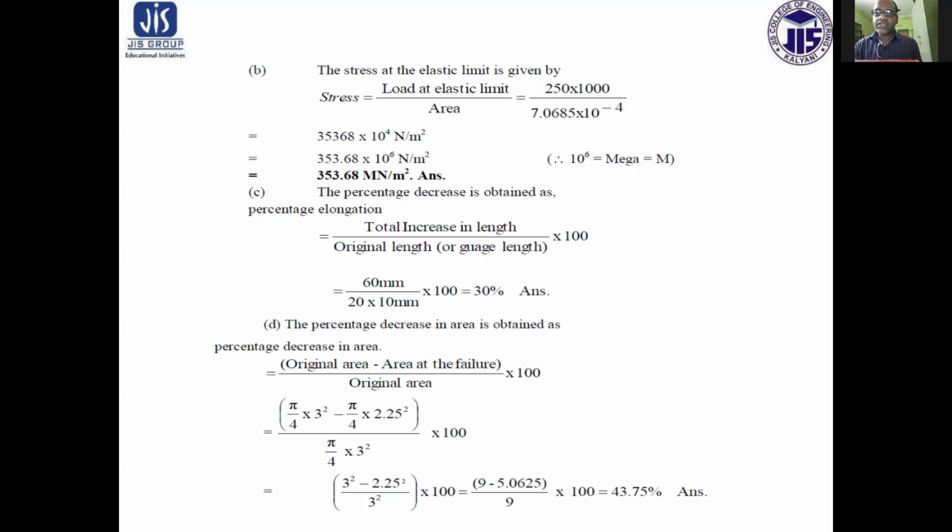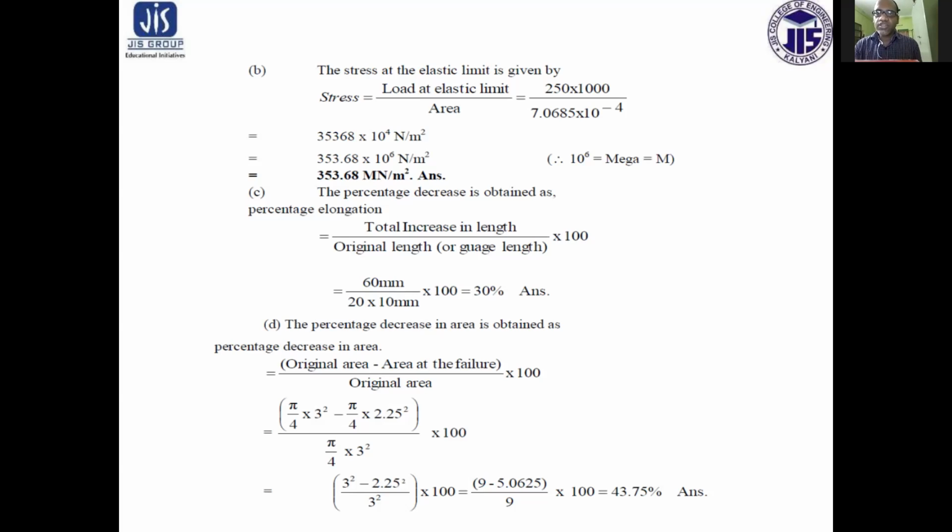Next is the percentage decrease in length, which is obtained by the total increase in length divided by the original length. So that is equal to the given 60 by 200, multiplied by 100, that is 30%.